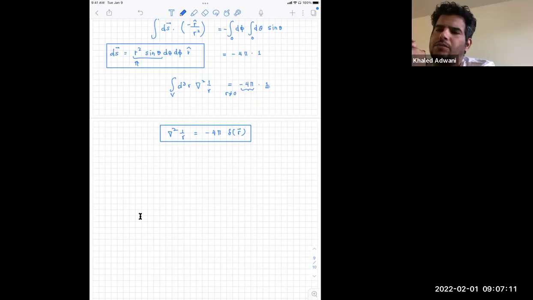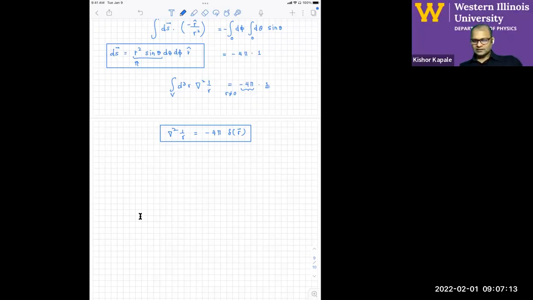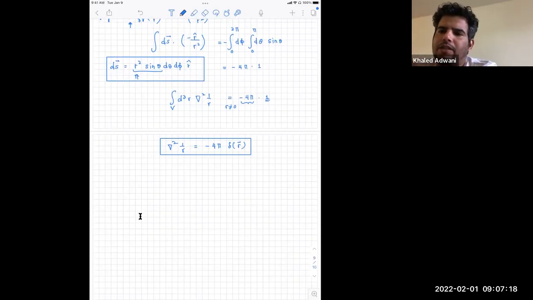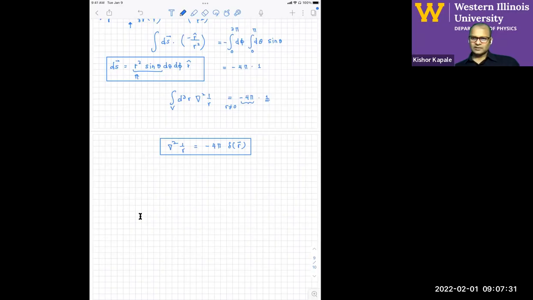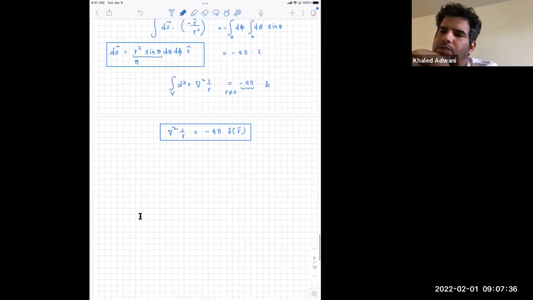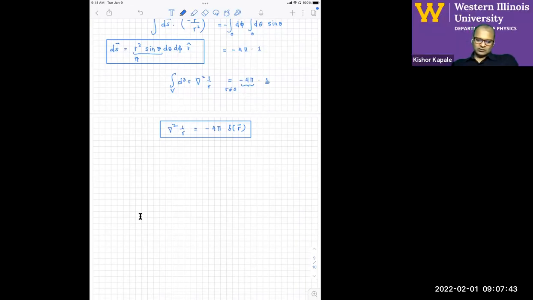Excuse me, doctor, I have a question, please. Yeah, go ahead. I was wondering if it's possible, if manipulating the last identity that you proved, which is the Laplacian of 1 over r equals minus 4 pi delta r, we can take the delta r to the left-hand side and make it 1 over delta r. Is that possible or not? 1 over delta r. Yeah, 1 over delta r is not very useful, right?